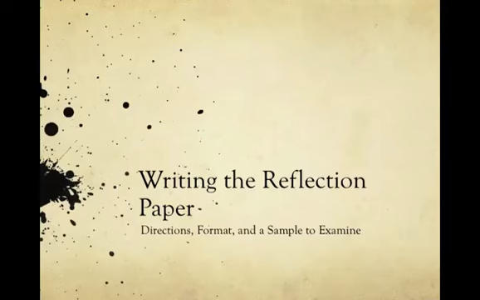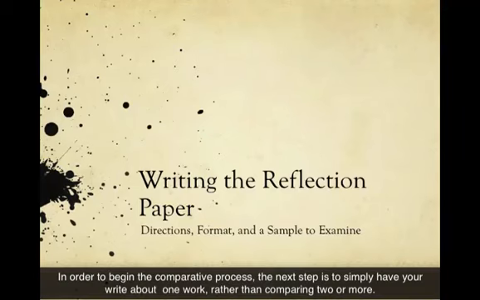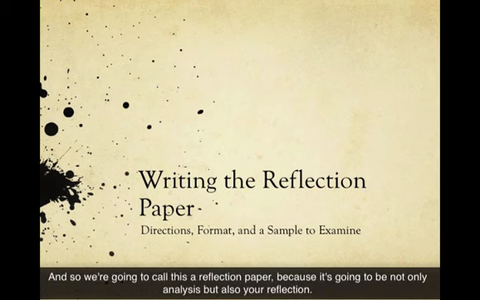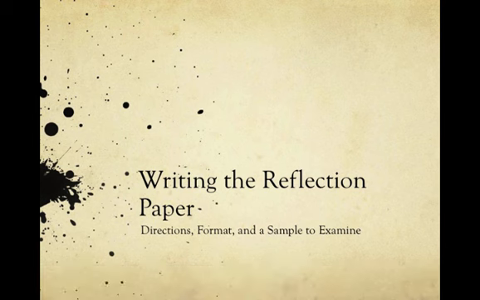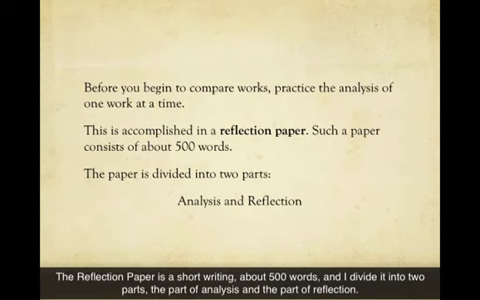In order to begin the comparative process, the next step is to have you simply write about one work rather than comparing two or more. And so we're going to call this a reflection paper because it's going to be not only analysis but also your reflection. The reflection paper is a short writing of about 500 words, and I divide it into two parts, the part of analysis and the part of reflection.